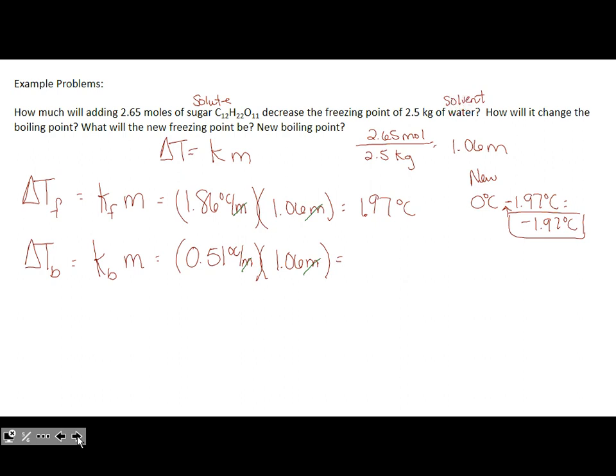We have a change in temperature of the boiling point of 0.54 degrees Celsius. The colligative property is boiling point elevation. So we are going to add our change in temperature to the normal boiling point of our solvent. Since our solvent is water, we know that its normal boiling point is 100 degrees Celsius. So we're going to add the 0.54, and we end up with a new boiling temperature of 100.54 degrees Celsius.